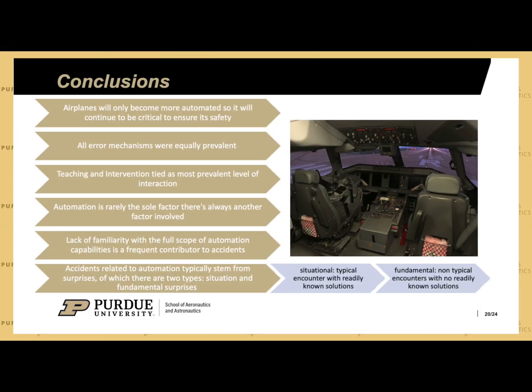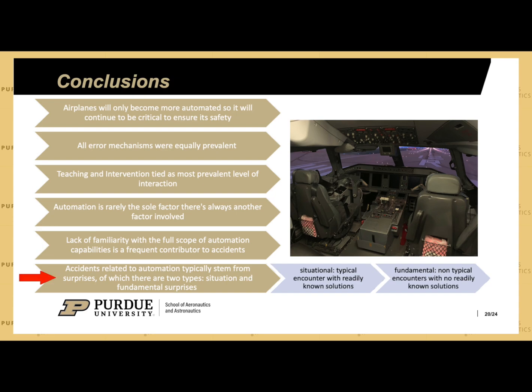Using the insights gained from the analysis of the 20 accident cases, we formulated our conclusion. We recognize that airplanes will only continue to become more automated, therefore ensuring their safety is vital to the viability of the commercial aviation industry. We determined that all air mechanisms were equally likely to be present in an automation accident. We also concluded that teaching and intervention were the most prevalent levels of interaction. We found that automation is rarely the sole factor involved and that the lack of familiarity with the full scope of automation systems is a frequent contributor.